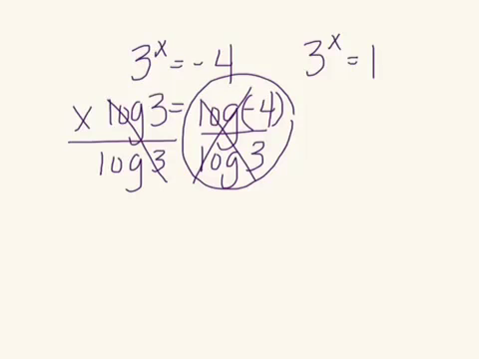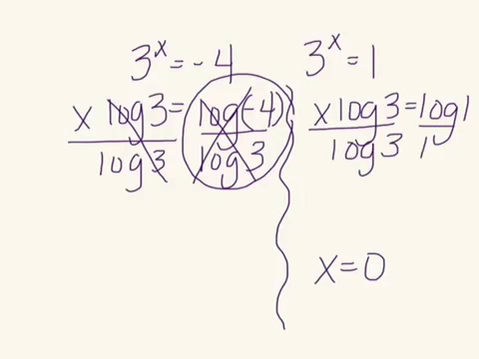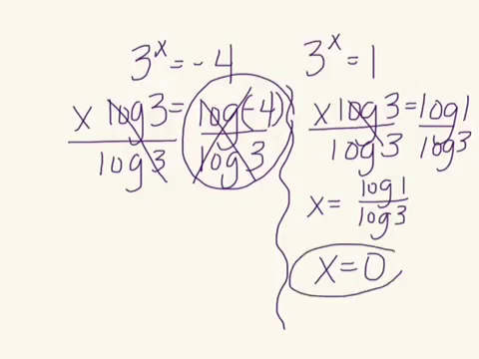3 to the x equals 1 does give you the solution. The answer is actually x equals 0. I know that without taking the log of both sides because anything to the 0 power is 1. Now, if you don't remember that, if you're in the middle of the test and you're freaking out, go ahead and take the log of both sides. That lets you pull down that exponent. Take the log of both sides, divide by log of 3, and you get x equals log of 1 over log of 3. And when you put that in your calculator, you get x equals 0.